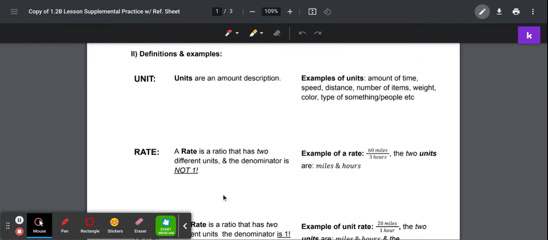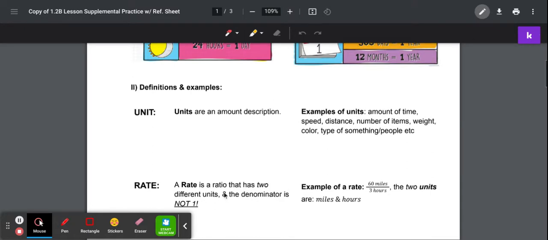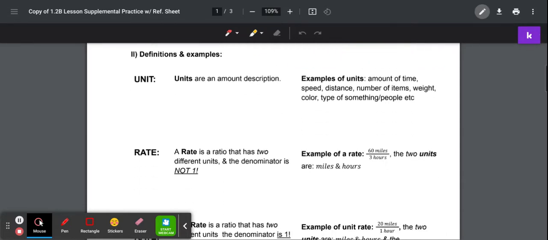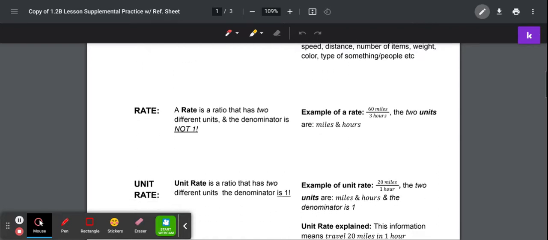Then we've talked about rates. Remember that a rate is a ratio that has two different units. With a rate, the denominator is not 1, okay? If it's 1, then we call it a unit rate. So here's an example of a rate, 60 miles per 3 hours. Miles is one type of unit, hours is a different type of unit. So you're comparing quantities with two different units in this ratio here, which are miles and hours.